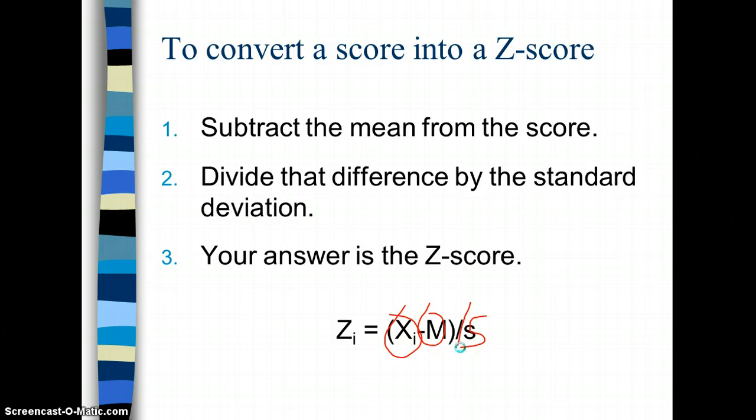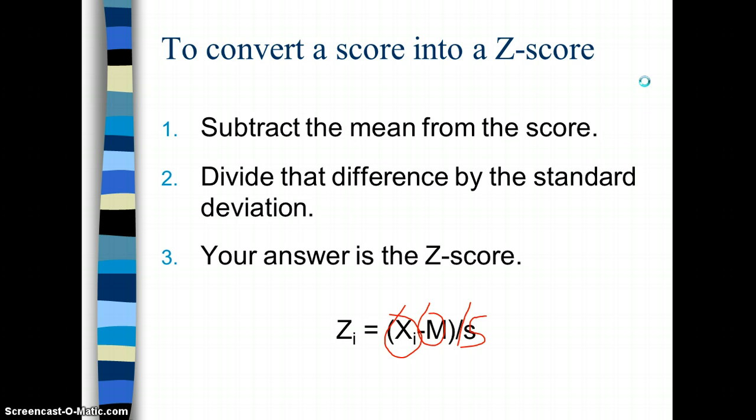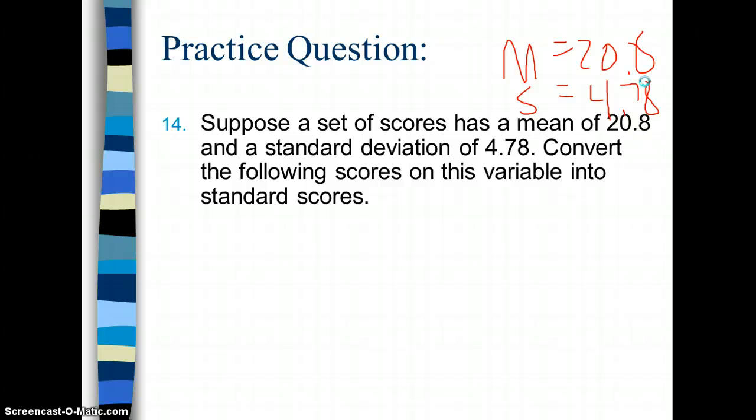It's really very straightforward. So suppose a set of scores has a mean of 20.8 and a standard deviation of 4.78. Could you convert the following scores on this variable into standard scores? So the mean equals 20.8 and the standard deviation equals 4.78. And we know that our calculation is individual score minus mean divided by standard deviation.